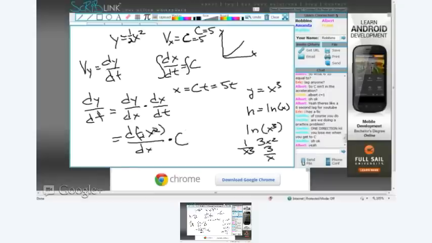So we end up with the derivative of 1/2 times x squared is going to come out to be x, and then c is c. So it's equal to c times x.